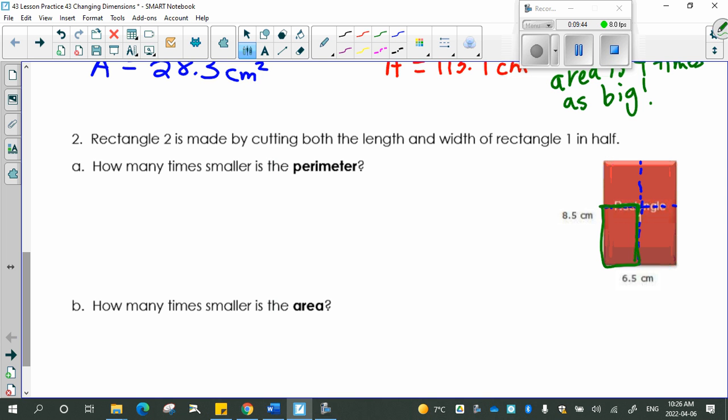So is this green one rectangle 2? Does that make sense? Yeah? Yeah, so what would this one be then? I was just getting to that, Kylie.